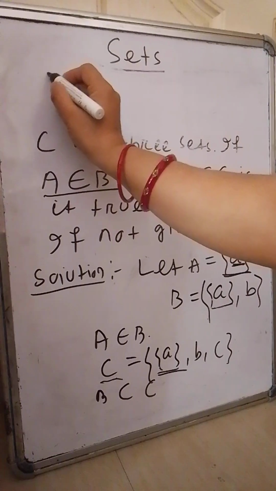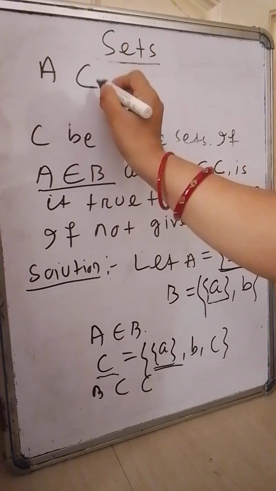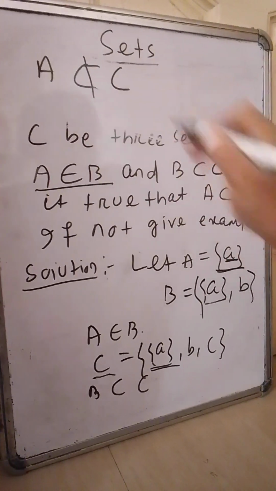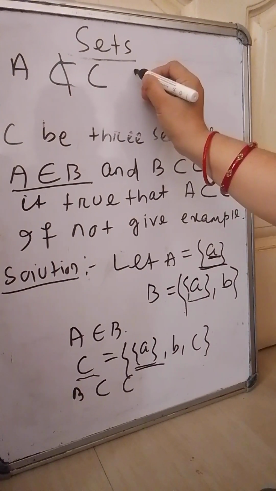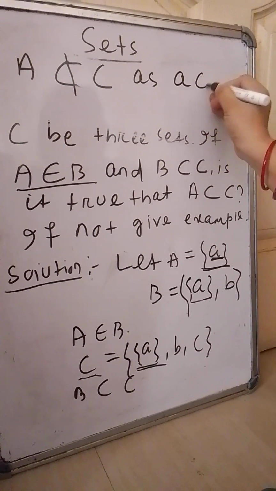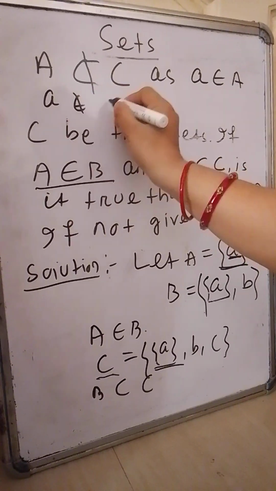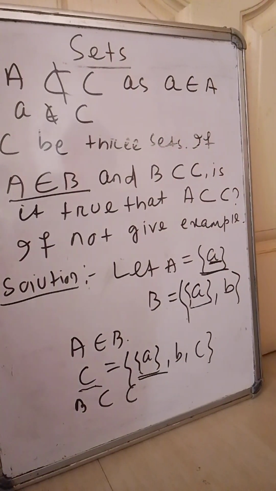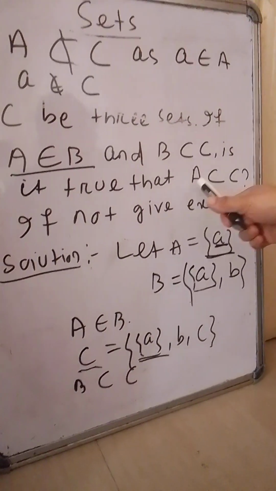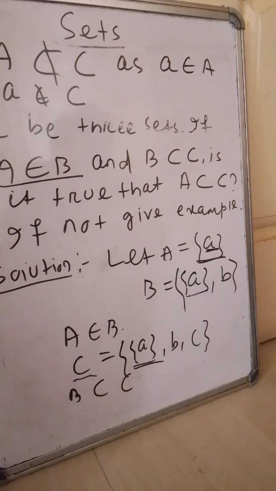Here we found that A is not a subset of C. Why? Because a is an element of set A, whereas this a is not an element of set C. So, due to this condition, you can say that A is not a subset of C.